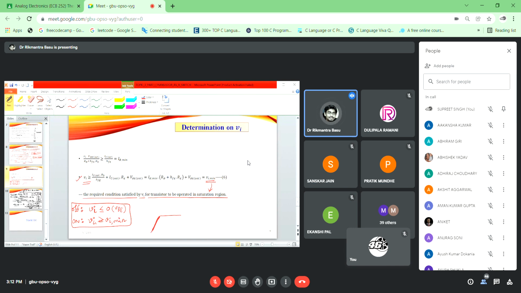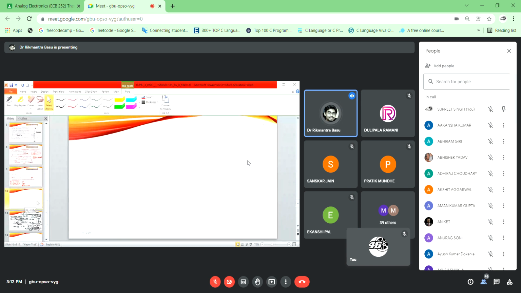So it will get stuck in the linear region in the output characteristics. So you have to avoid this active region. Either you have to make it 0, or you have to jump directly to the saturation region. That is the determination of the VI, one of the crucial conditions that you have to meet. That is one aspect, how we can determine the input voltage.